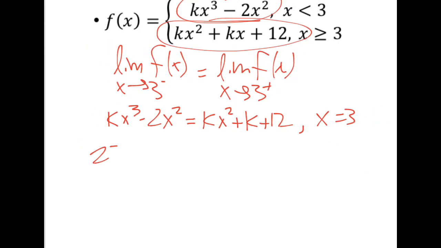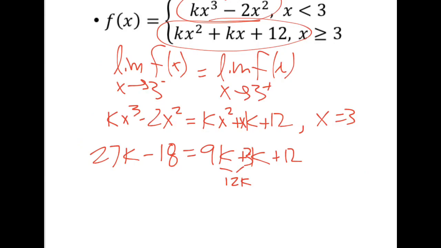3 cubed is 27k minus 2 times 3 squared, which is 9 times 2 is 18, equals k times x squared, which is 9, so we get 9k plus another k, and I missed my 3 there for that x. That should be 3k right there, or k times 3, however you want to think about it, plus 12. And let's combine like terms and simplify. A 9k and a 3k, that's giving me a 12k right there.